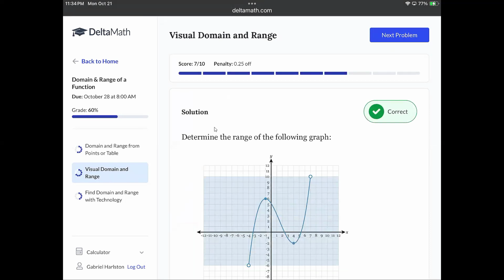So that's all you're doing. For the continuous functions, just figure out if you're doing domain or range. If it's domain, it's going to be vertical lines. If it's range, it's going to be horizontal lines. Just understand that and go to the extremes of the graph and draw your vertical lines or horizontal lines, and you'll be good.